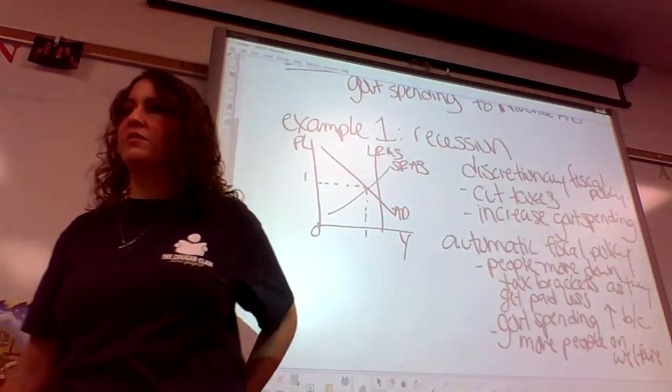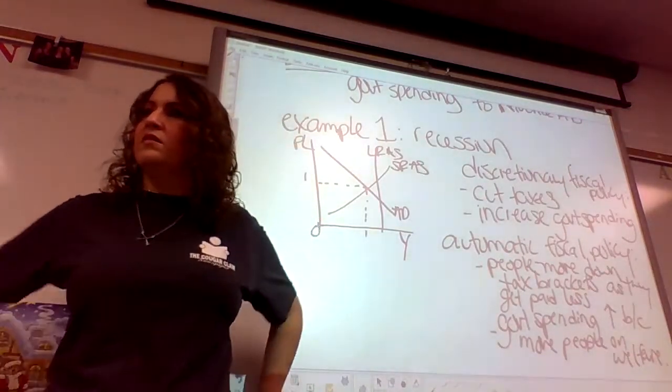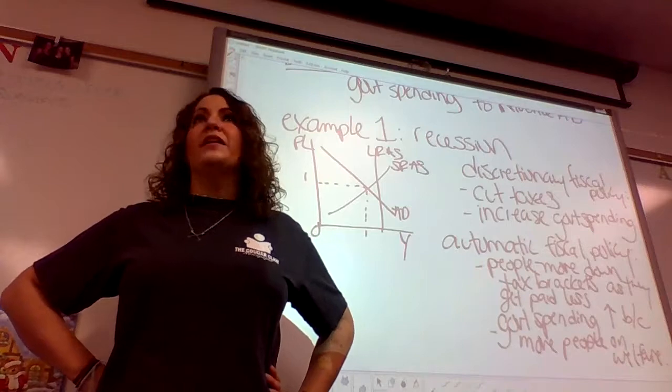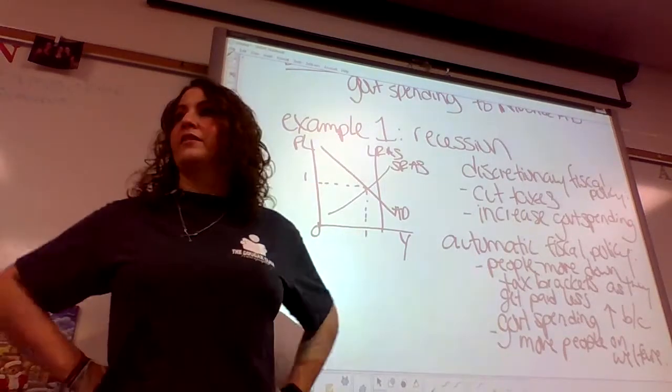Angela, did you have your hand up? What happens if there's no progressive tax structure? Then it gets rid of automatic.